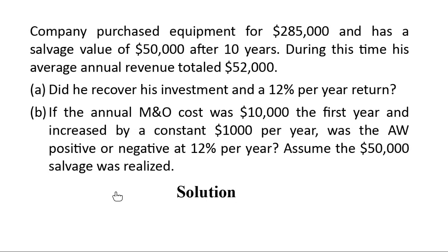The capital recovery consists of two things. What are those two things? The present and the salvage. The first cost and the salvage. The purchased equipment will be with a minus, a negative value.